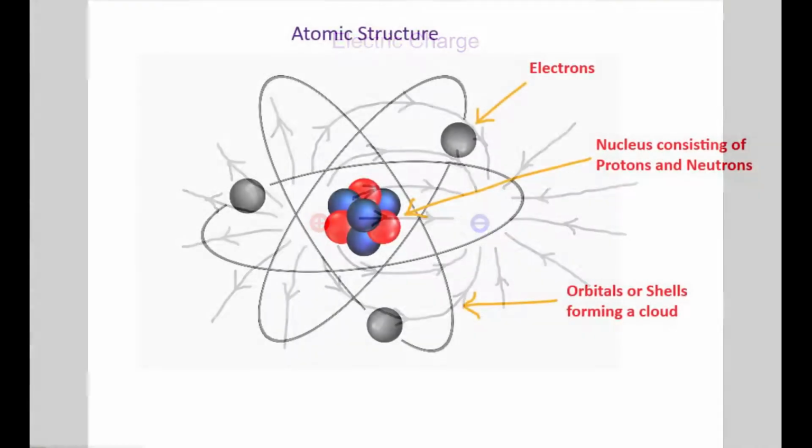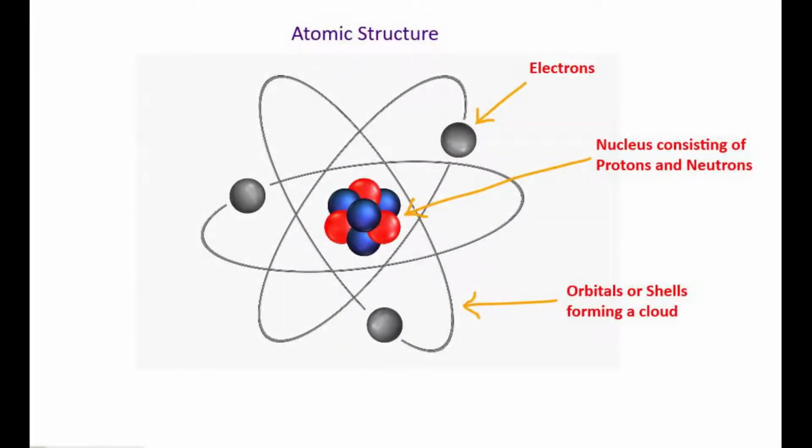An atom is made up of protons, neutrons and electrons. The protons and neutrons form the center of the atom, which is called as a nucleus. Protons are positively charged particles and the neutrons do not have any charge. The electrons are negatively charged particles and they revolve around the nucleus at specific distances called as orbitals.